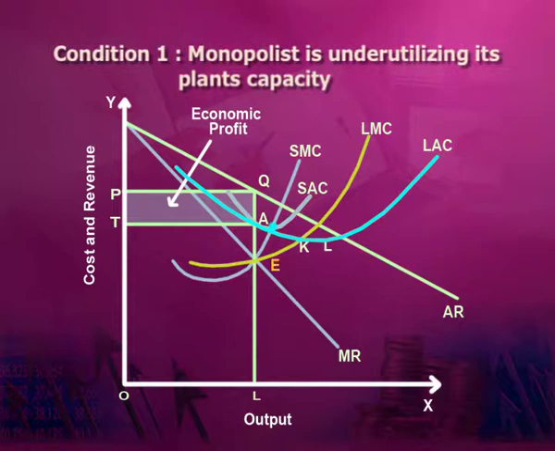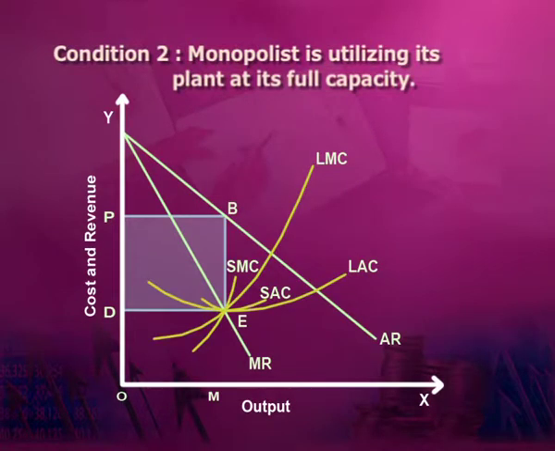Second, the monopolist is operating at its optimal size and utilizing its plant at its full capacity. Here the point of equilibrium is at the minimum point of the SAC curve, which corresponds to the minimum point of the LAC curve. Thus, the point where all SMC, SAC, LMC and LAC curves meet is the point of equilibrium.